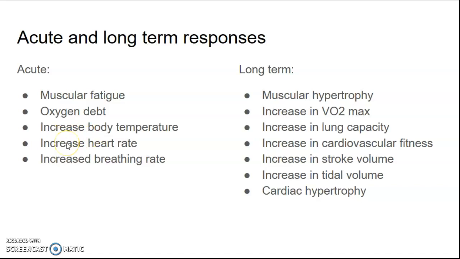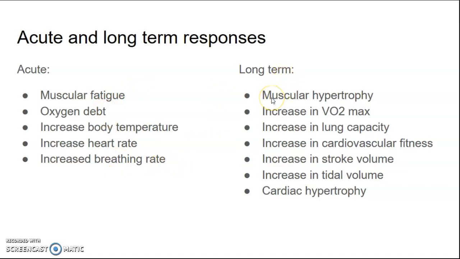The increased heart rate is the heart increasing the amount of blood it is pumping around the body. And the increased breathing rate is to start to pay off the oxygen debt. That happens straight away, as there's a depletion of oxygen, and the body's natural reaction is to pay it back.